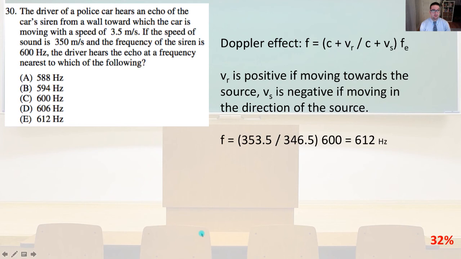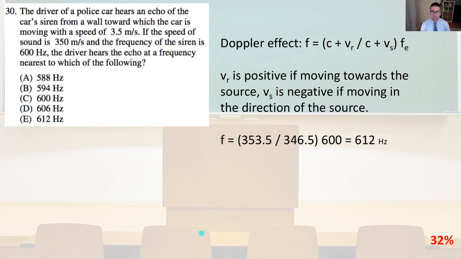Number 30, the driver of a police car hears an echo of the car's siren from a wall toward which the car is moving with a speed of 3.5 meters per second. If the speed of sound is 350 meters per second and the frequency of the siren is 600 hertz, the driver hears the echo at a frequency nearest to which of the following?